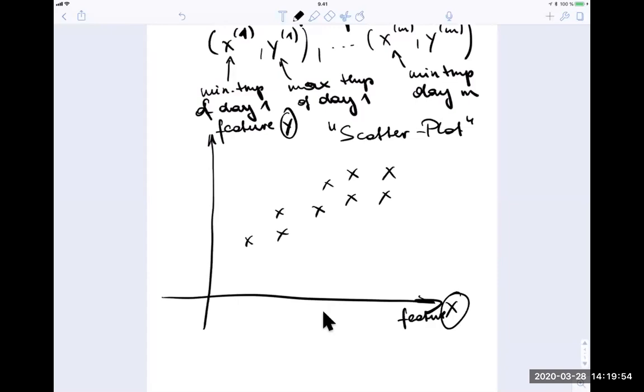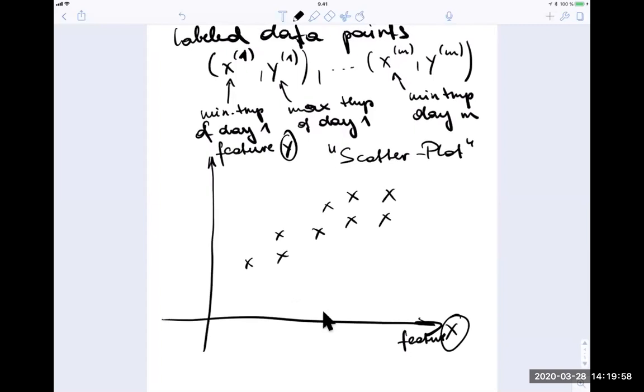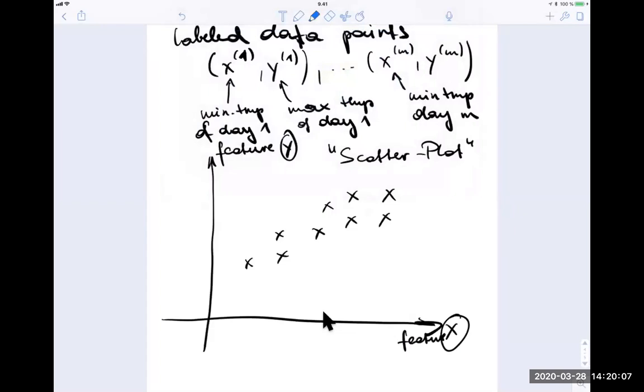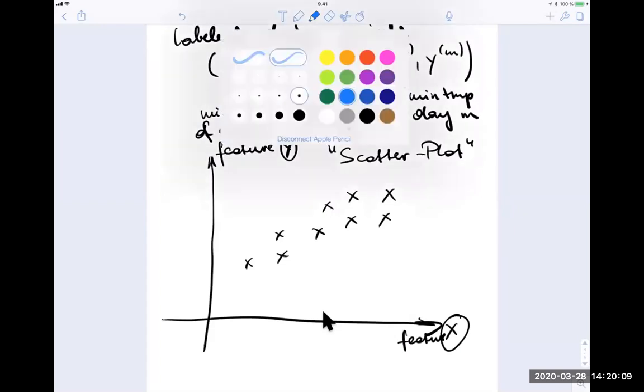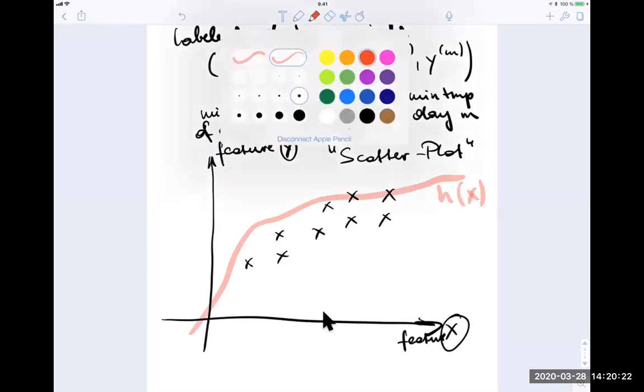And then what we do, we try to learn a predictor. So we try to fit a curve that represents a predictor function. Let's make it red. So this here is a predictor. This is a certain function that reads in the feature and outputs a predicted label or a prediction for the label.